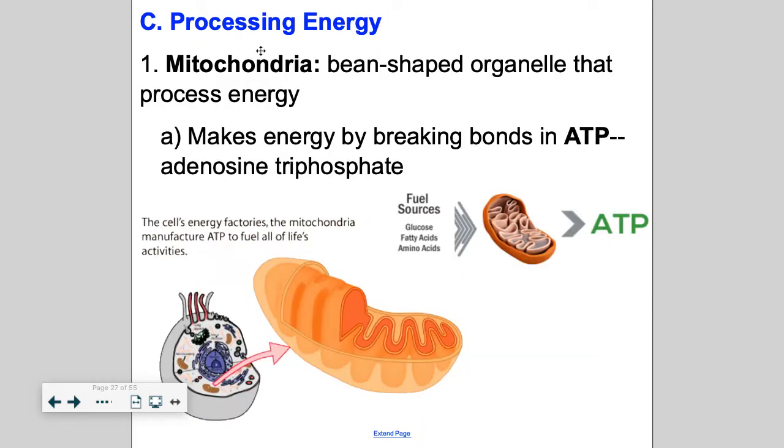Okay, moving on to organelles that can process energy. And there's going to be two of them here. Mitochondria. Mitochondria is this bean-shaped organelle that can process energy. And it makes this energy molecule called ATP, adenosine triphosphate. This is the energy molecule that powers everything inside of the cell. So the cell's energy factories, mitochondria manufactures ATP to fuel all of life's activities. You might have heard that the mitochondria is the powerhouse of the cell. Trust me, it really is. It's kind of like the energy plant. It provides energy for the cell to carry out all of life's processes.